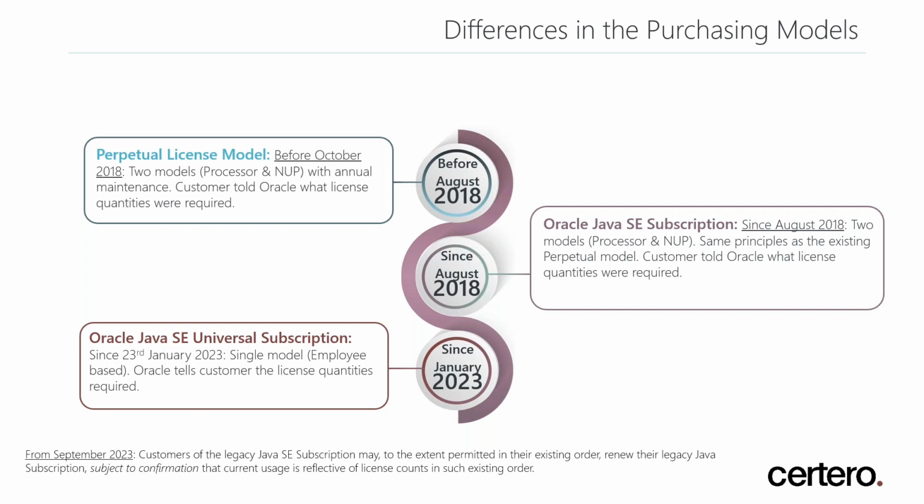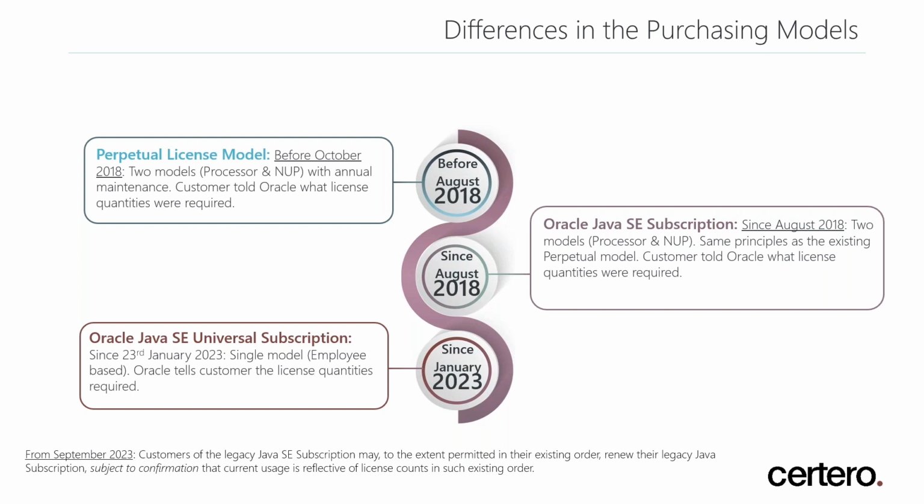From September 23, customers of the legacy system, i.e. the one on the right-hand side of the screen, may, to the extent permitted in their existing order, renew their legacy Java subscription. This is a bit of tightening up on the words, and what Oracle's basically saying is if you do already have an existing contract or agreement that was under the original Java SE subscription, you may continue it, but we want to verify your numbers.